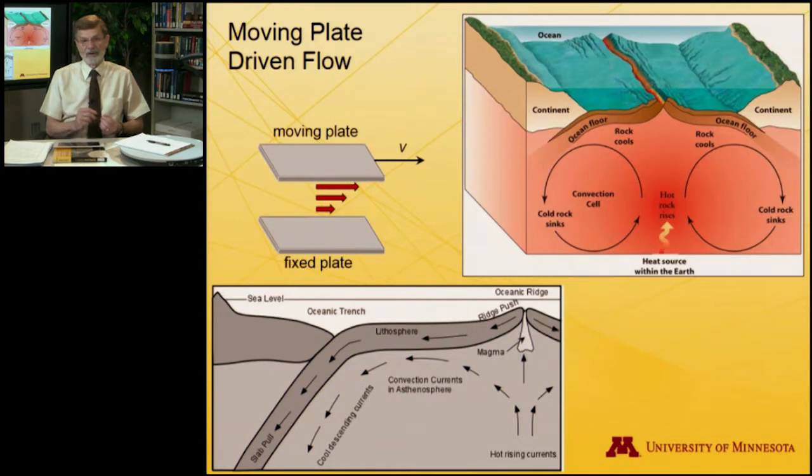Another example might be a flow between 2 parallel plates, but in this case, we might think of the bottom plate as being stationary and the top plate moving, as shown in the sketch in the upper left. It might apply, for example, to motion in the asthenosphere in Earth's mantle, with the lithospheric plate moving over the asthenosphere and dragging or pulling the fluid along with it. We'll look at an example of this in a little more detail in just a few minutes.